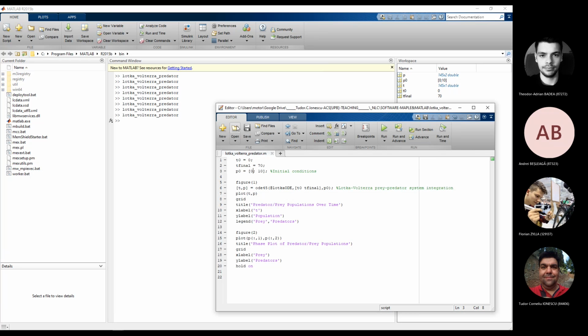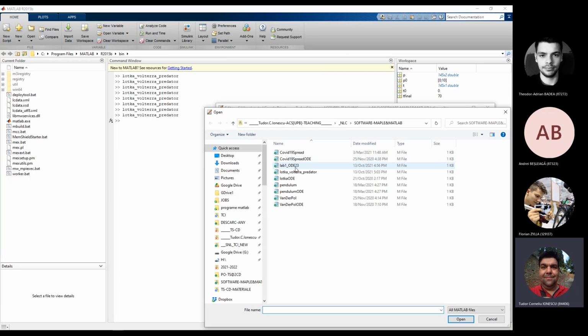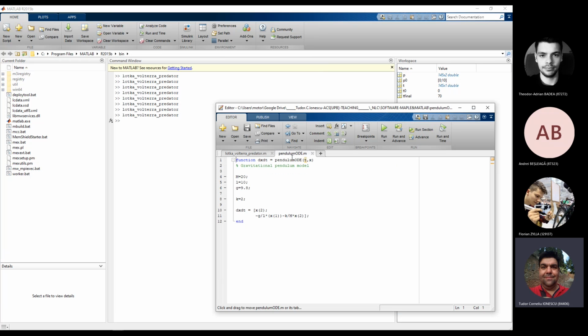Now let's open, what else? Let's open the pendulum. Pendulum ODE. This is how you define the differential system, the first order differential system of the ODE. You can also deal with higher order equations, I think, but I don't know exactly how you implement them in a MATLAB file. I suppose you can do that. So this is the pendulum ODE.